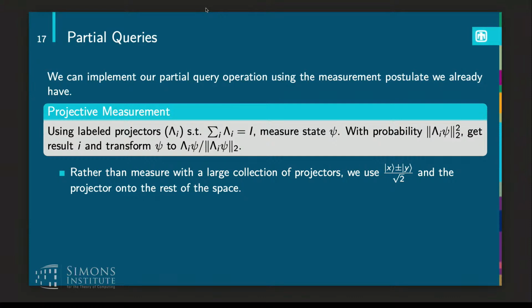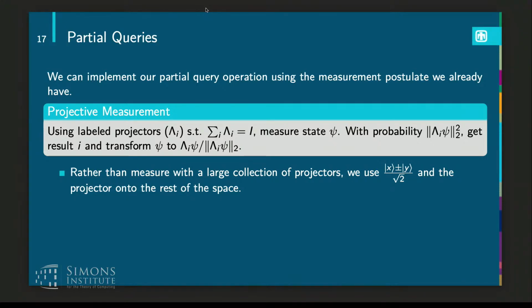So when we go to do a measurement, a partial query with a single pair xy, we're just going to measure with 3 projectors, one onto x plus y, one onto x minus y, and one onto the rest of the universe, or the rest of the vector space corresponding to the universe, I should say. So this means that your probability of returning either x plus y or x minus y is going to be exactly the same as it was when you were measuring with a big collection of projectors.